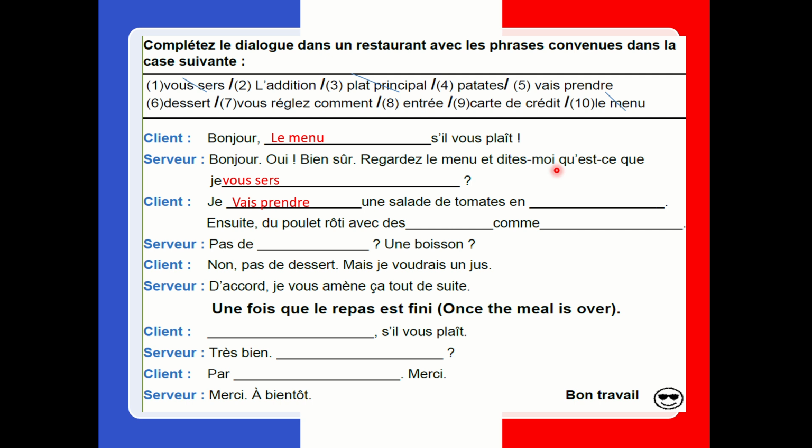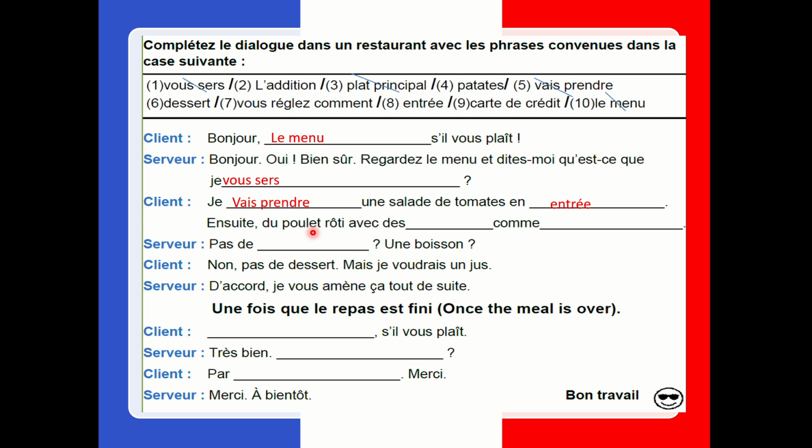Je vais prendre quoi? Une salade de tomates. Une salade here. It is what? Is it entrée or dessert or plat principal? It is entrée. Bravo. We start by ordering l'entrée, the appetizer. Très bien. Ensuite, after, du poulet rôti.